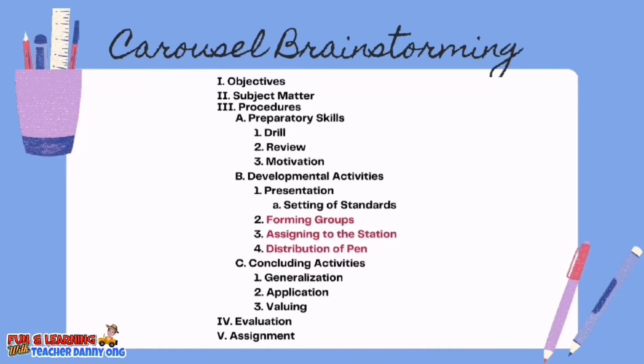In here, we set area for forming groups, assigning to the station, and distribution of pen. Now, distribution of pen is the start of the fun carousel brainstorming adventure for our students. And then afterwards, don't forget to generalize, to apply, and find the value in their activity. And then follows the assessment part or the evaluation and assignments.